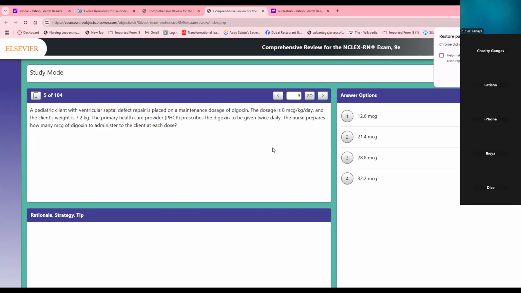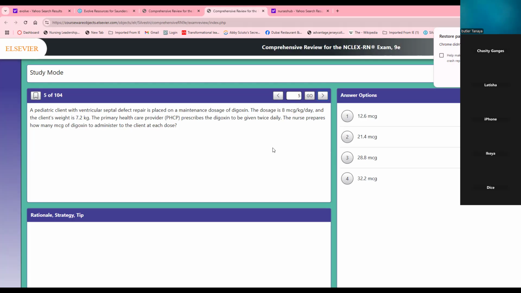57.6. Okay. Now, what's the question asking? It's asking how much do you give per dose, but you're giving it twice a day. Look at it. It says the dose is 8 micrograms per kilogram per day. Because it's per day and you're giving it twice a day, to calculate the dose, you would have to divide it by 2. You have to really look at that because if it said 8 micrograms per kilogram per dose, that's going to be a different answer.